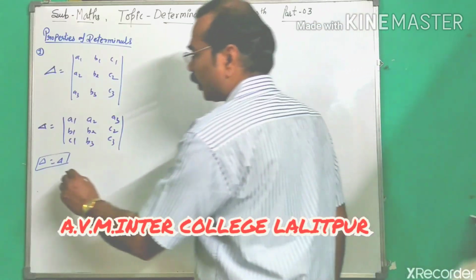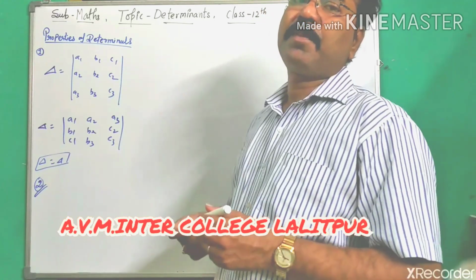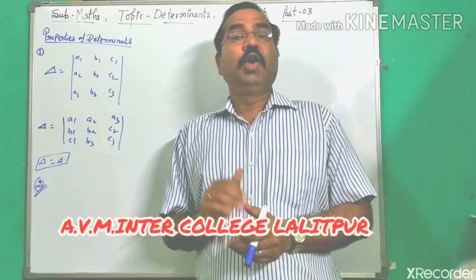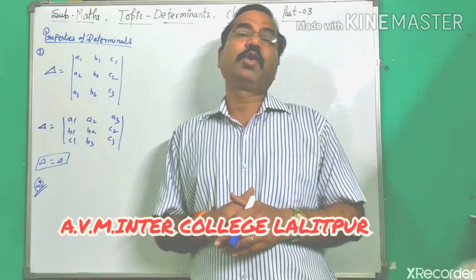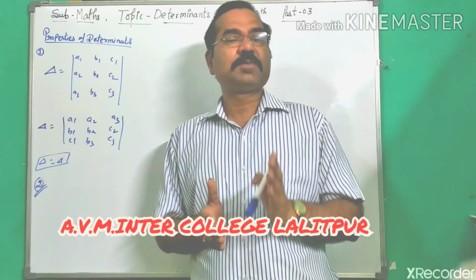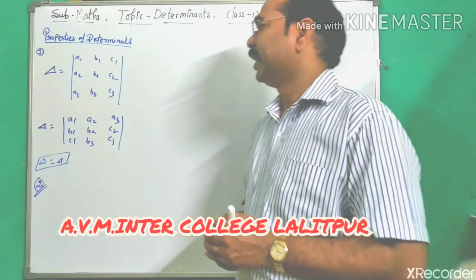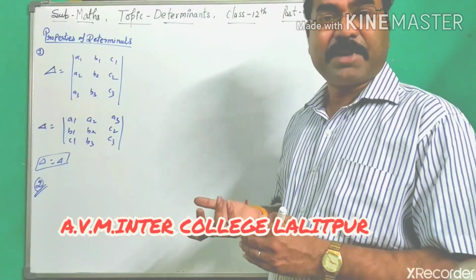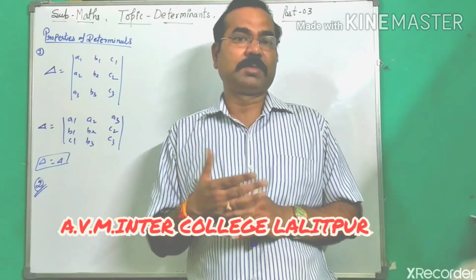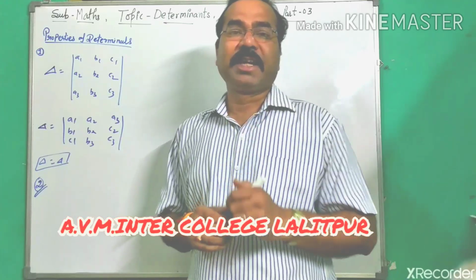Now, the second property of a determinant. What is the second property? Suppose you are given any determinant, and you interchange row with row, or column with column. Then the determinant value becomes the negative sign of the previous determinant. Okay. Suppose you are given any determinant value and we interchange two rows or two columns. Then when we solve the determinant, we get the negative of that determinant.